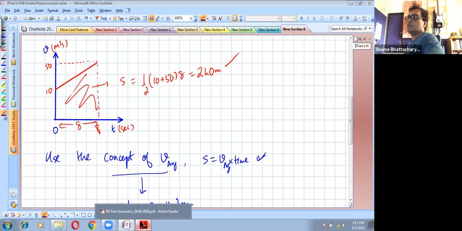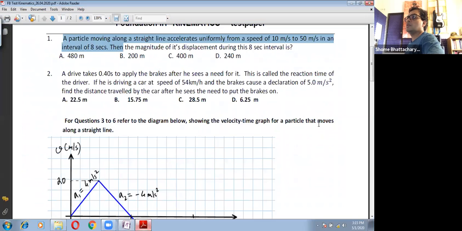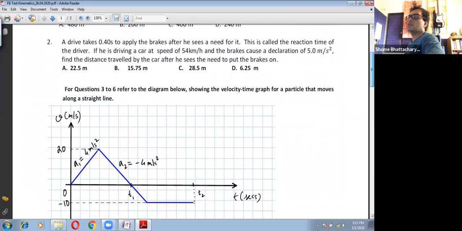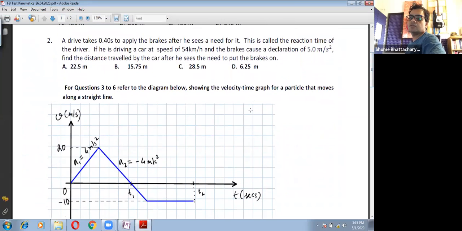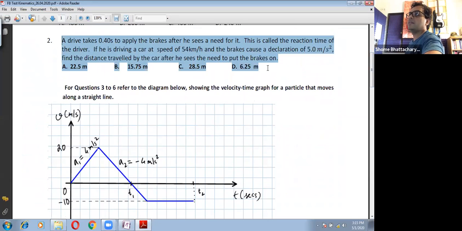Okay, so now let's go back to the paper. Now this is a very similar question to one I had given in the worksheet, and I had just briefly discussed it with you there. So now we can work this out. So what is the answer you're getting in the second one? The braking time is 0.4 seconds and the speed is 54 kilometers per hour, and from there it decelerates at the rate of 5 meters per second squared. So what is the answer you people got for this?